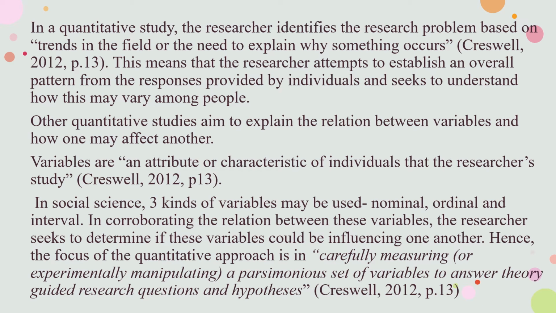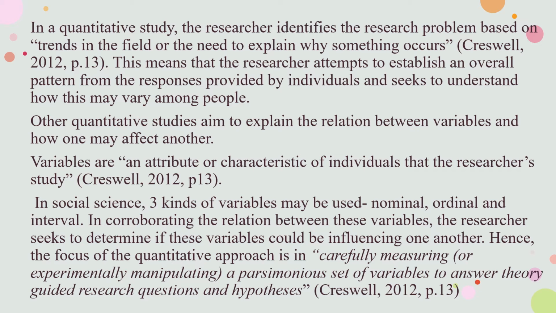In a quantitative study, the researcher identifies the research problem based on trends in the field or the need to explain why something occurs. This means that the researcher attempts to establish an overall pattern from the responses provided by individuals and seeks to understand how this may vary among people. Other quantitative studies aim to explain the relation between variables and how one may affect the other.